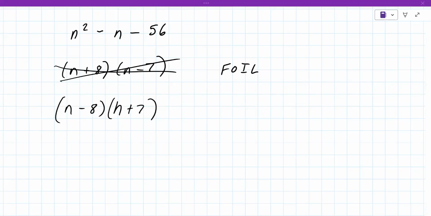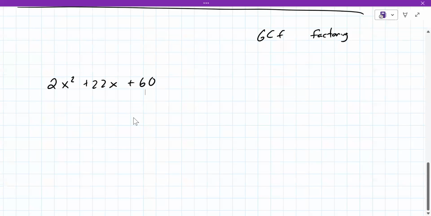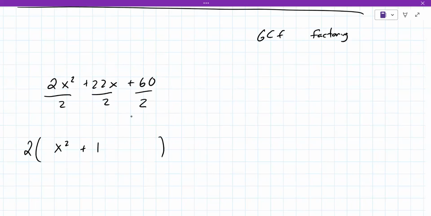Did you guys talk about GCF factoring? I'm going to give you an example here. My example will be 2x squared plus 22x plus 60. Is there a number that goes into 2, 22, and 60? 2 itself. Yeah, so if you divide each of these by 2, they sometimes call this divide and slide. You have inside here x squared plus 11x plus 30.